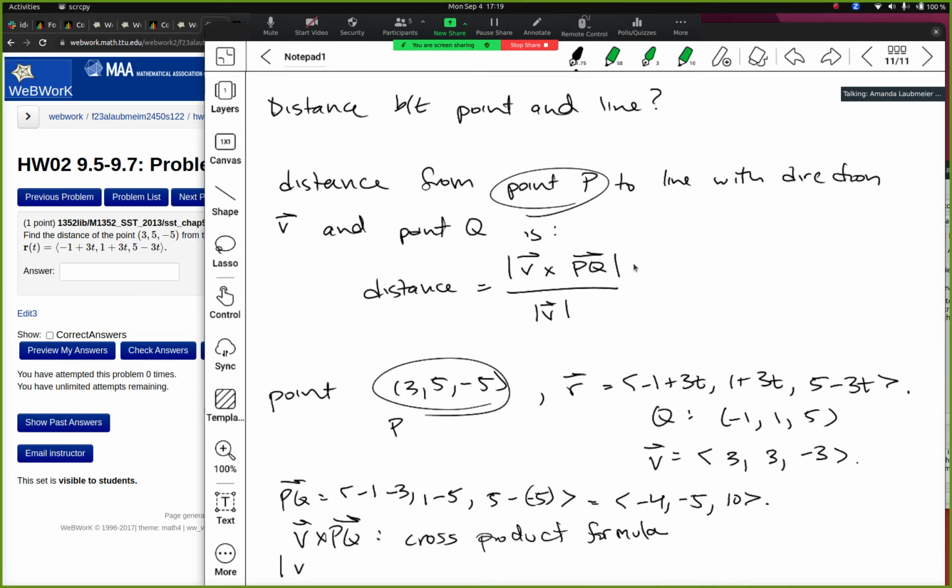The magnitude is going to be that square root of V1 squared plus V2 squared plus V3 squared. So for example, for my V right here, that's going to be square root 3 squared plus 3 squared plus minus 3 squared. So just like square root of 9 3 times. And you would do the same for V cross PQ.